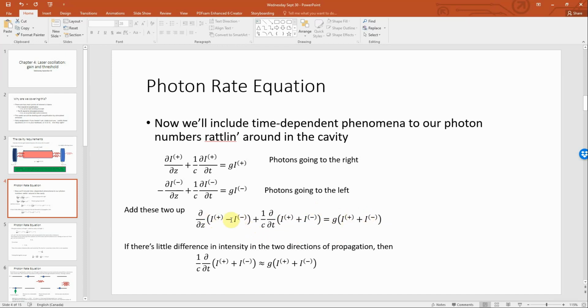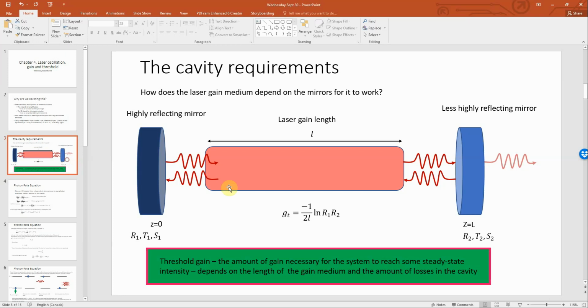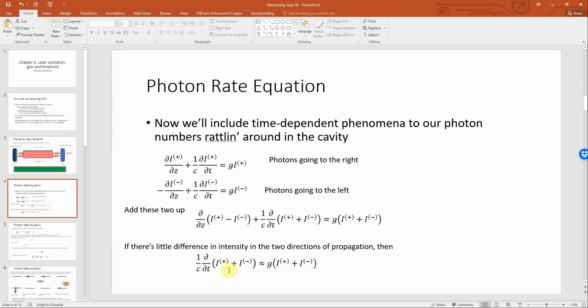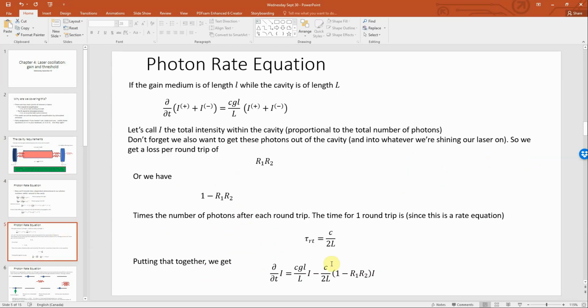Now, if there's a little difference between the number of photons traveling to the right and the number of photons traveling to the left, which is going to be a pretty common occurrence, especially if the reflection of this mirror is pretty close to the reflection of this mirror, then that means this I plus minus I minus is going to be close to 0. So in that approximation, that means that 1 over c, the partial derivative with respect to time of all the photons, is going to be approximately equal to the gain times all the number of photons. Okay, so that's what we get here for this photon rate equation.